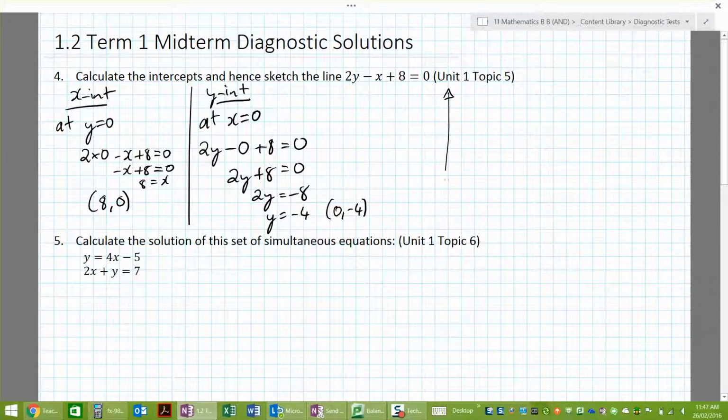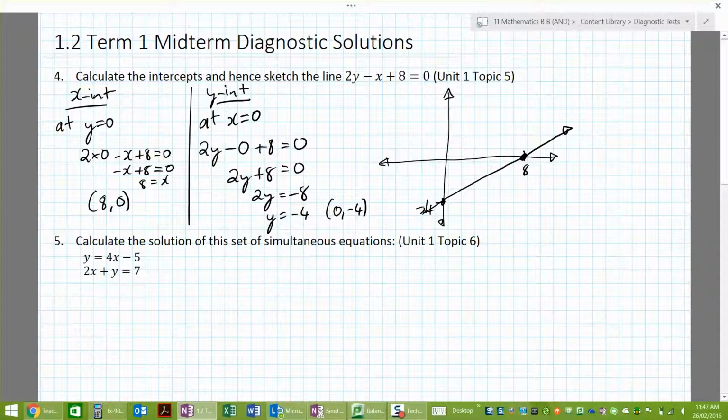Draw a set of axes. It doesn't need to be, well, it should actually be pretty neat. Here is 8. Here is minus 4. They are my two intercepts. I'll draw a line between them, arrows on the ends. Make sure I label the axes and write the equation of the line there too.